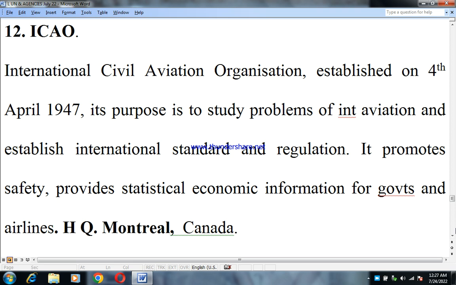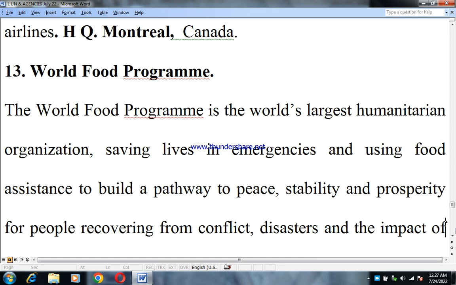Number 12, ICAO, International Civil Aviation Organization, established on 4th April 1947. Its purpose is to study problems of international aviation and establish international standards and regulations. It promotes safety, provides statistical and economic information for governments and airlines. Its headquarters is in Montreal, Canada.